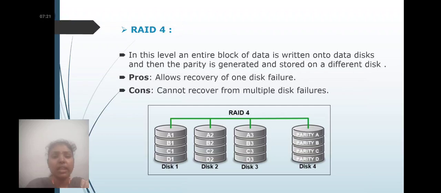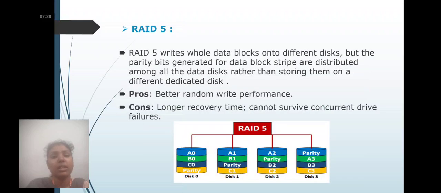RAID 4. In this level, an entire block of data is written onto a data disk and then the parity is generated and stored on a different disk. Pros: allows recovery of one disk failure. Cons: cannot recover from multiple disk failures. RAID 5. RAID 5 writes whole data blocks onto different disks, but the parity bits generated for data blocks are striped or distributed among all the data disks rather than storing them on a different dedicated disk. Pros: better random write performance. Cons: longer recovery time. Cannot survive concurrent drive failures.